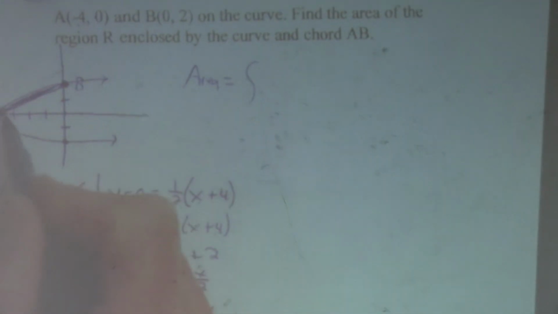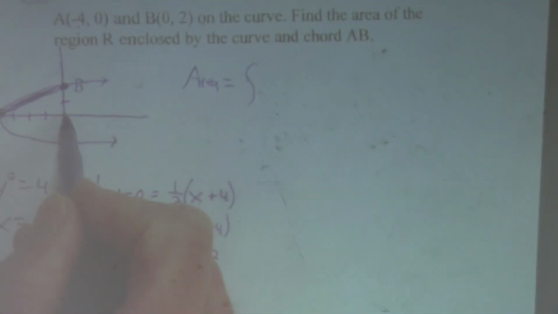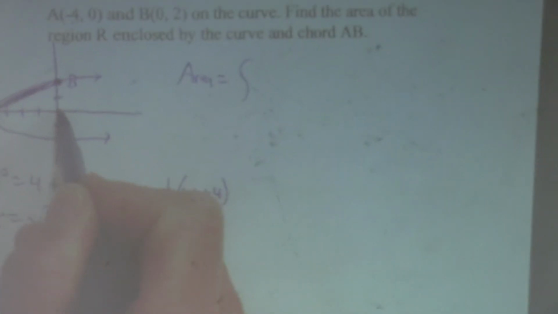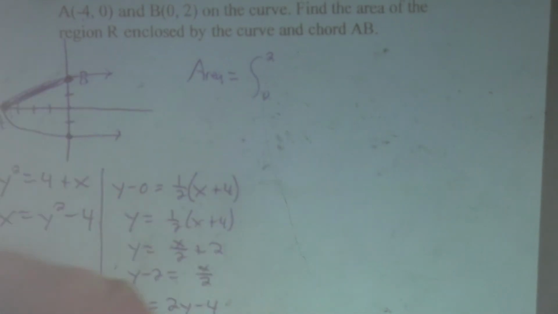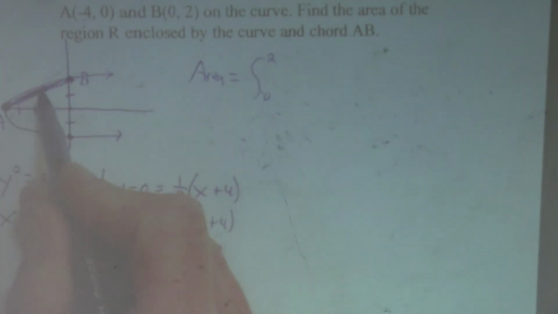So we're not integrating from -4 to 0. Instead, we're going to integrate from 0 to 2, y values. And instead of top minus bottom, we're going to do right minus left. So ask yourself, okay, which function, or they're not both functions, are they? Which curve, this parabola or the chord, which one is farthest to the right of the shaded region?